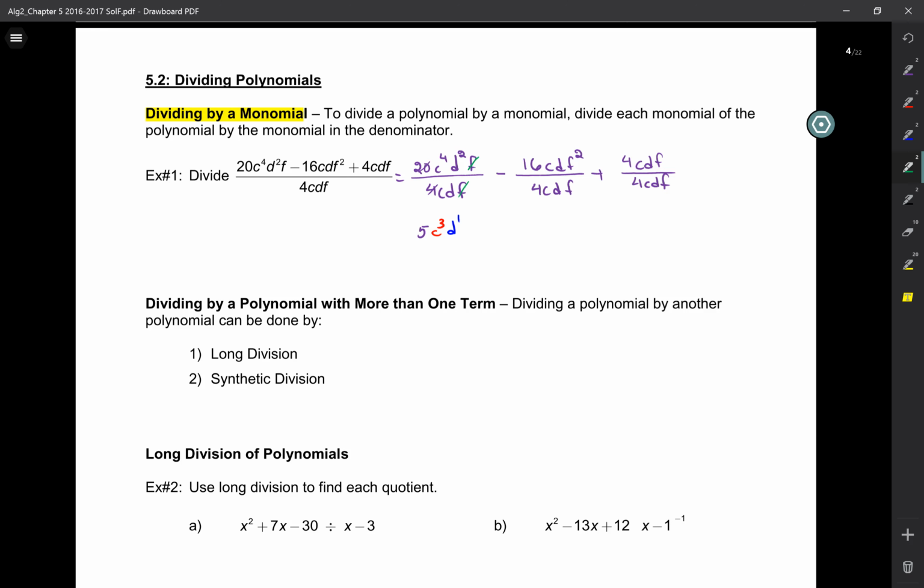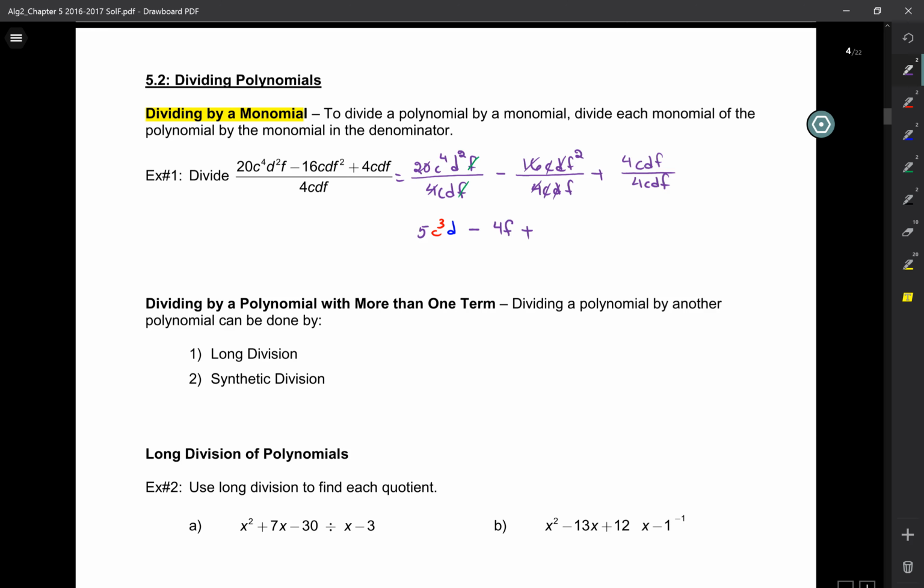Do we write d to the 1st or just d? Just d. All right, so next I have a minus sign. The 16 and the 4 reduce to 4. What happens to the c's? Cancel. What happens to the d's? Cancel. How many f's? Where? 1 on top.